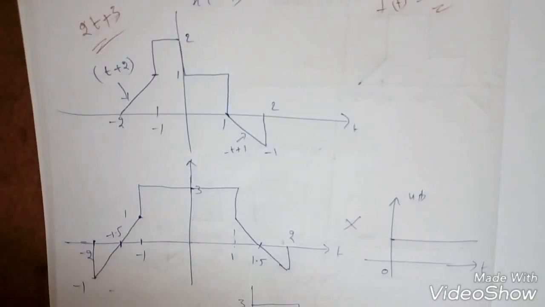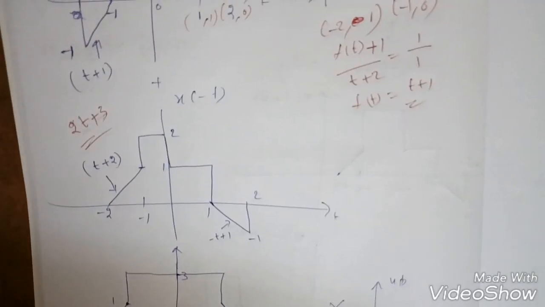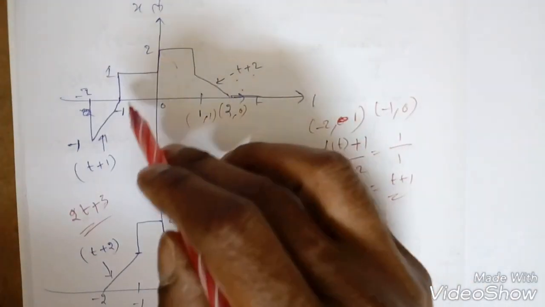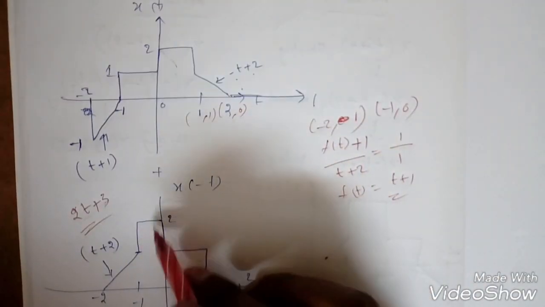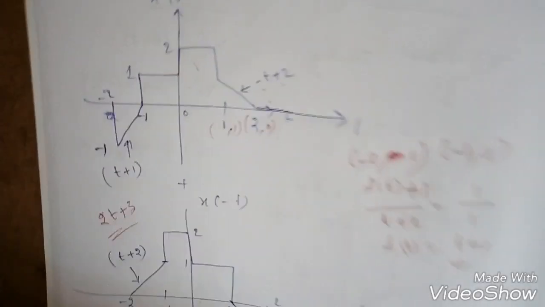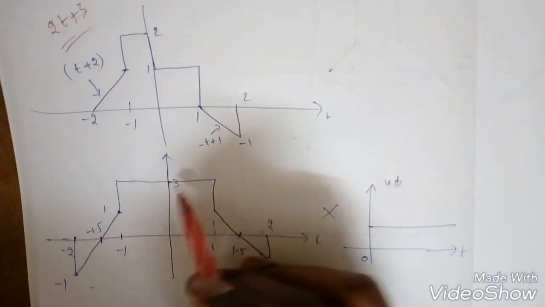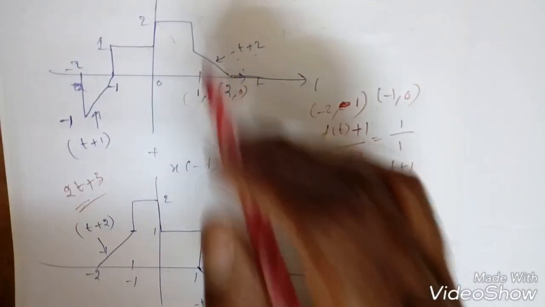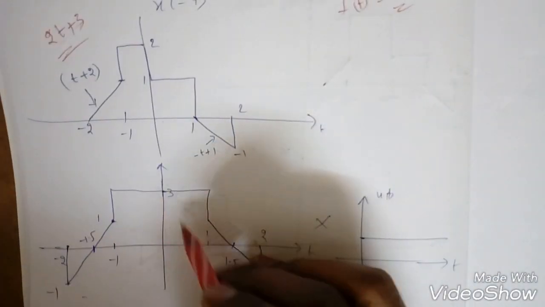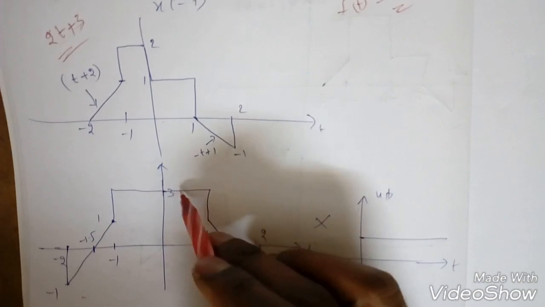Now if you see -1 to 0, here and here, in one the amplitude is 1, but in the other the amplitude is 2. So 2 plus 1 becomes 3, right? Similarly, from 0 to 1, here it is 1, but here it is 2. So again 2 plus 1, we get 3. So from -1 to 1, we get amplitude 3.